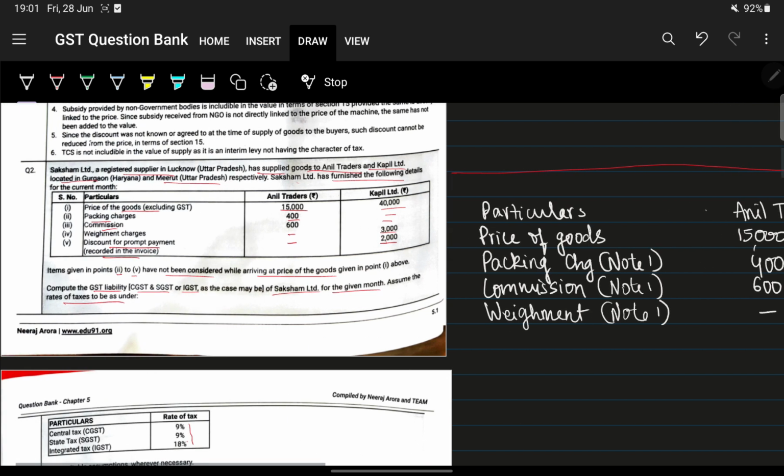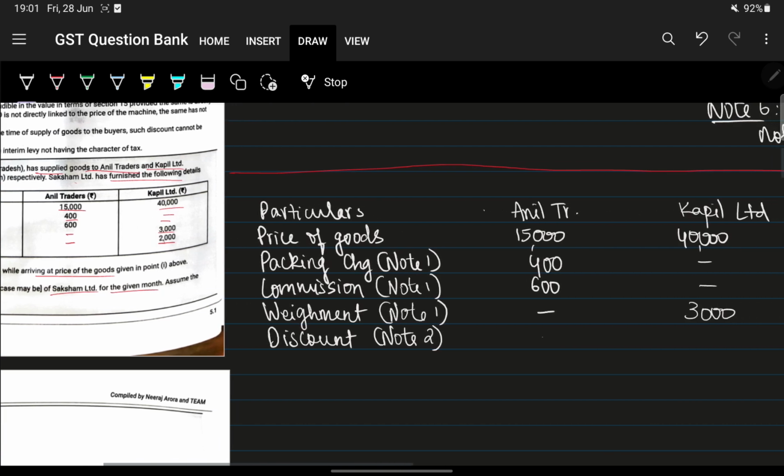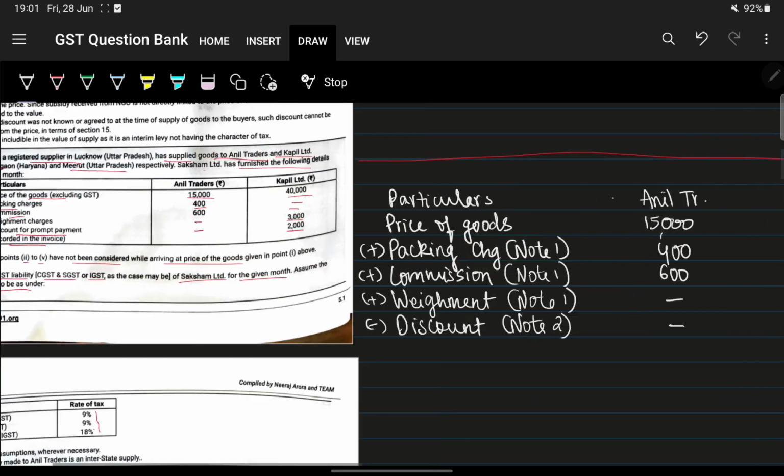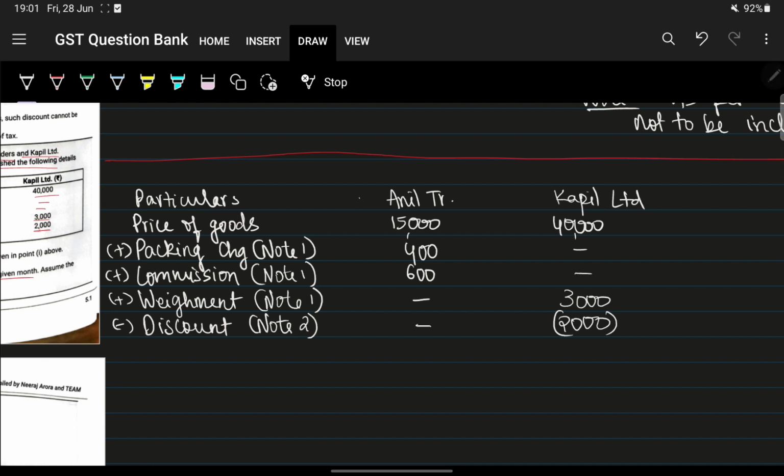Next, discount for prompt payment. For this discount we'll have to make a separate note number 2. That's 2,000 rupees of discount. The discount we'll have to subtract, obviously. Is there any other detail? No other details are given. So basically we had to take all the amounts that they had given.